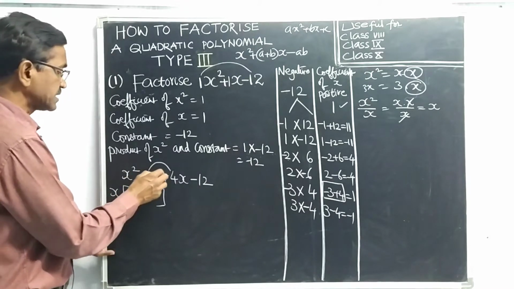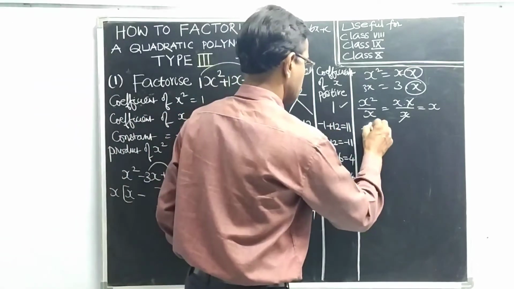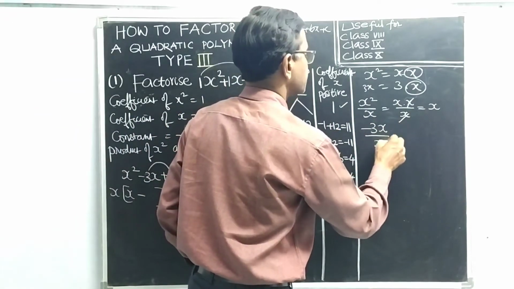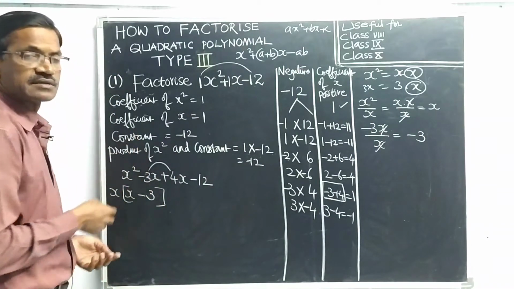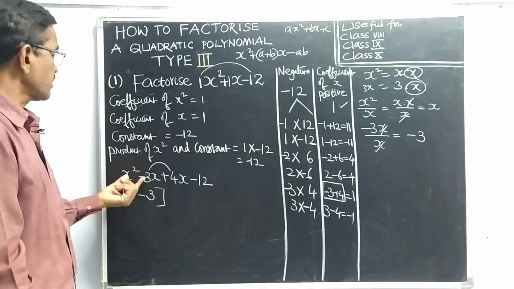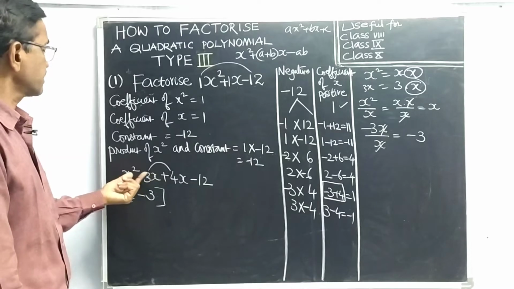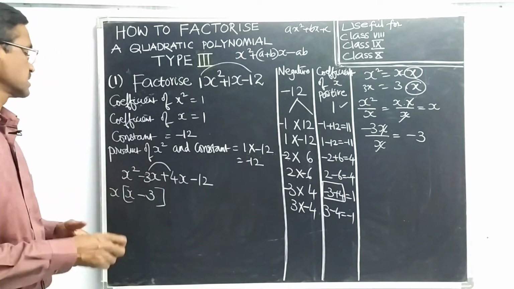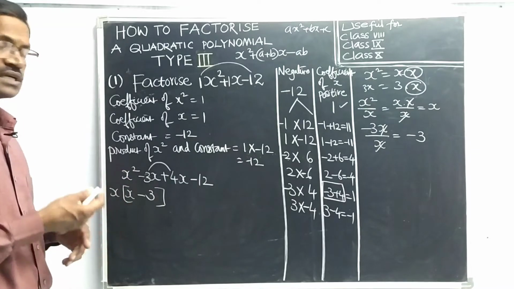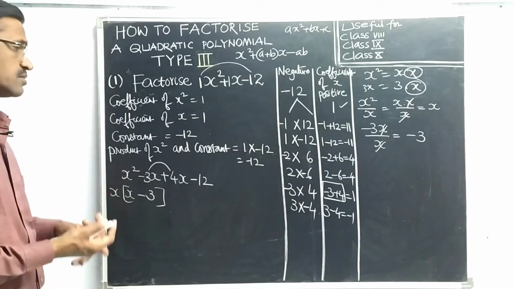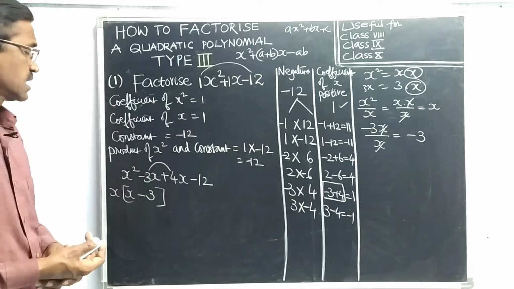Now minus 3x by x. X cancels, we get minus 3. Write here minus 3. So we have to divide x square and minus 3x by x. If you can divide orally, you can do this directly. No need to do all this.